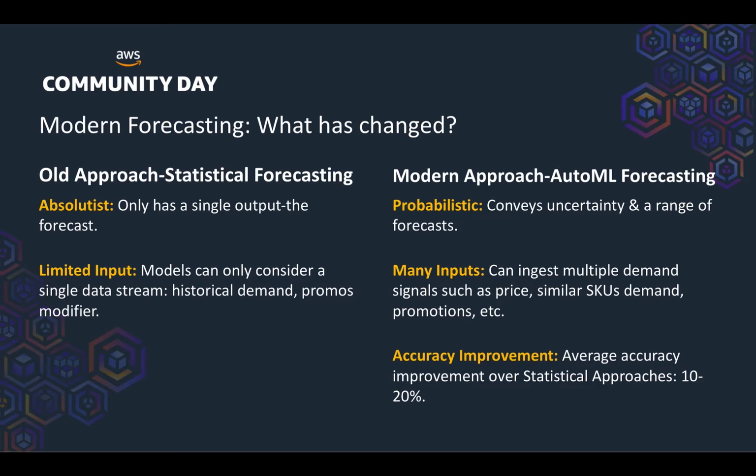On the other side, recent innovation in machine learning forecasting allows models to ingest multiple time series data as input, such as promotion, price, and similar SKUs' demand. It's very helpful for capturing random spikes and handling cold-start situations. The modern approach also involves multiple deep learning methods and probabilistic methods to improve the accuracy. As a consequence, the result conveys uncertainty and offers a range of forecasts.